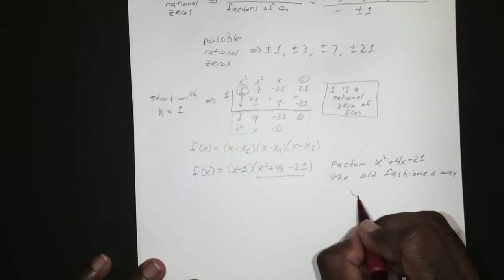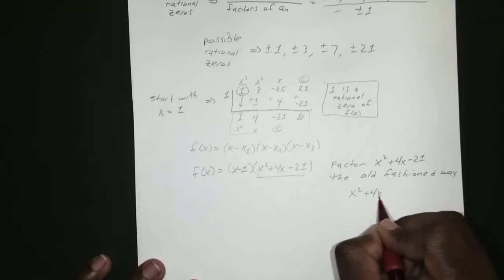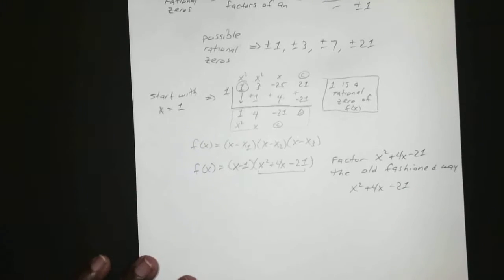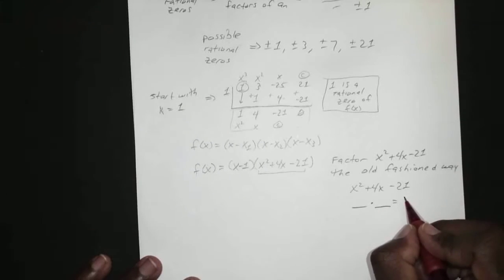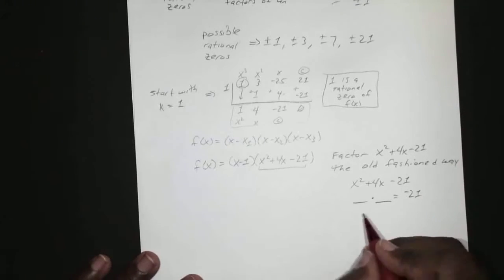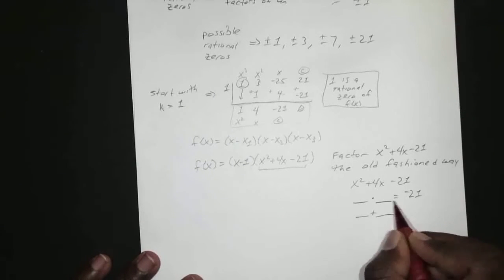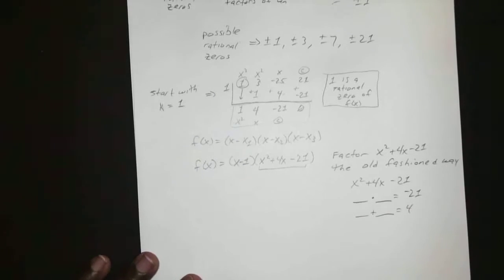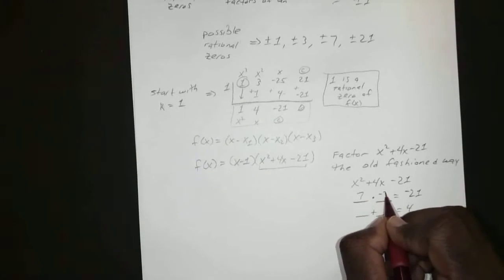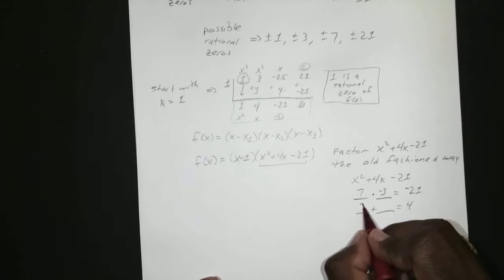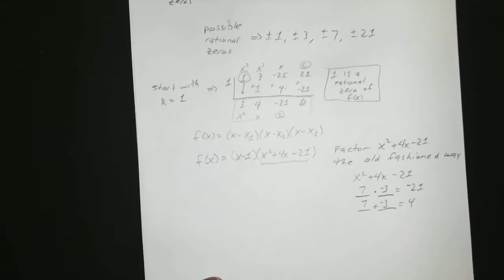Okay, so we know that to factor x squared plus 4x minus 21, we have to find two numbers that multiply to equal c, which is negative 21, and those same two numbers that add to equal b, which is 4. For this one, 7 and 3 looks like it works. Oh, 7 and negative 3. 7 times negative 3 is negative 21. 7 plus negative 3 is positive 4.